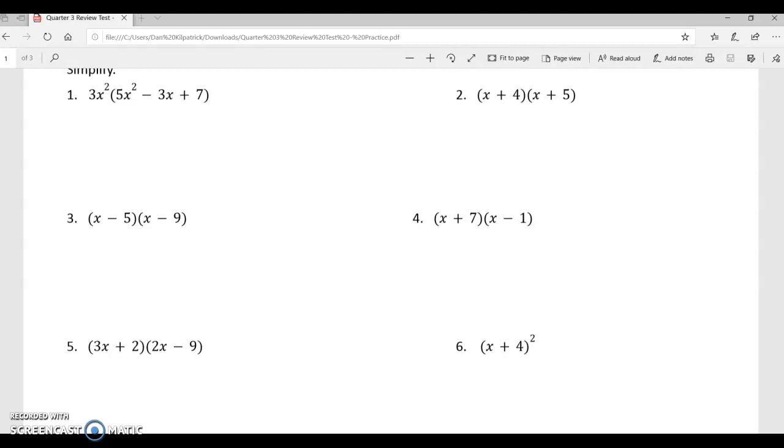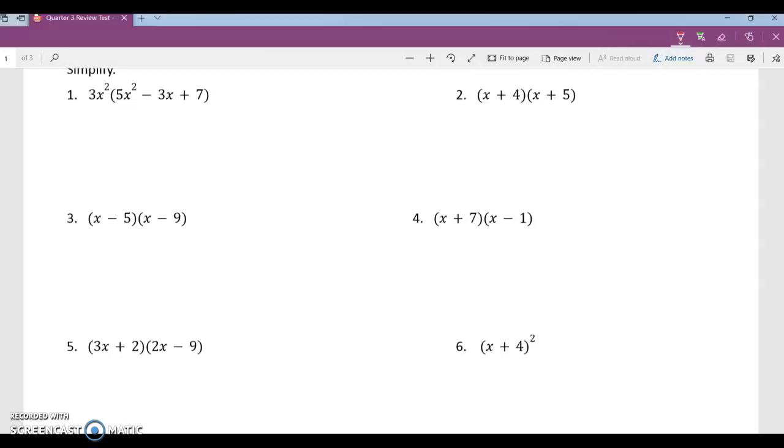Okay, so to simplify, we've got a monomial times a polynomial. What we want to do is distribute. So we're going to multiply each term inside the parentheses by this term on the outside. 3 times 5 is 15. X squared times x squared is x to the 2 plus 2, x to the 4th.